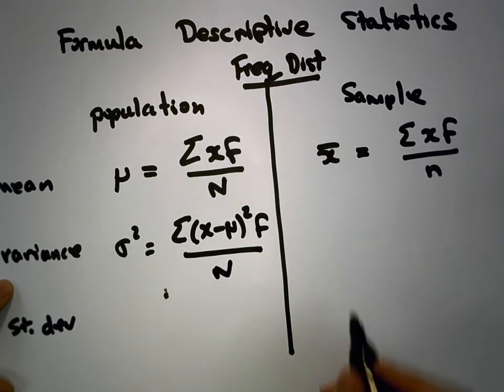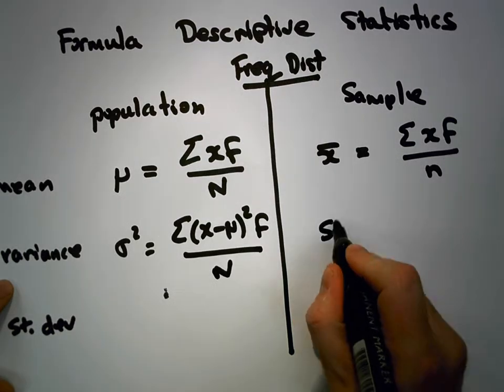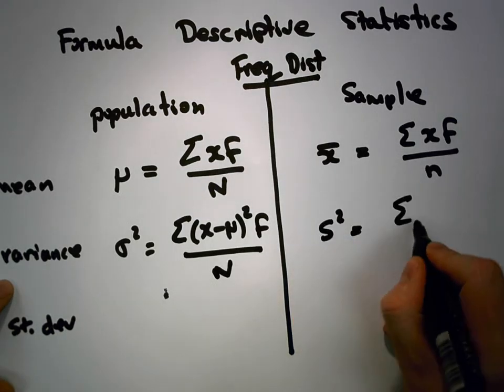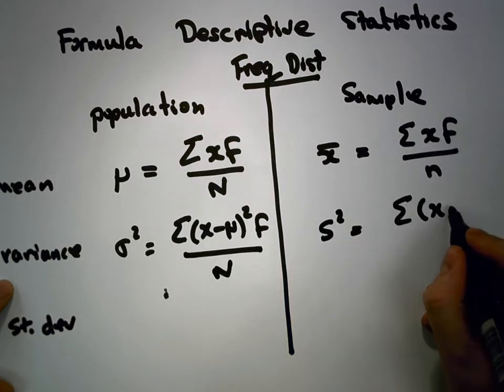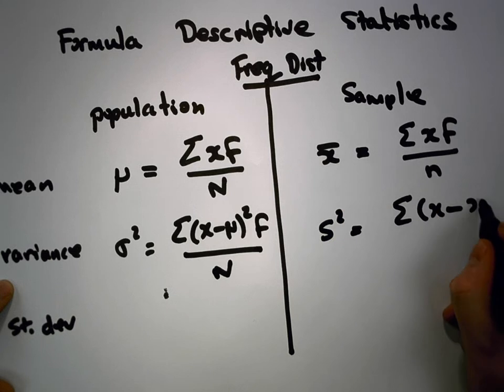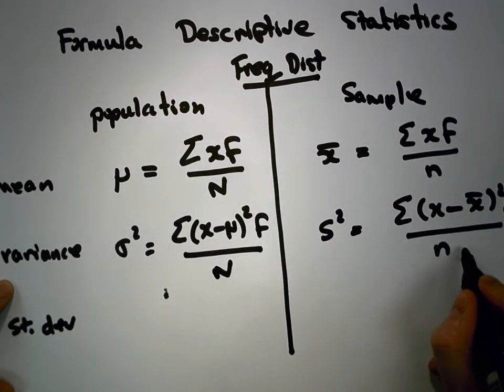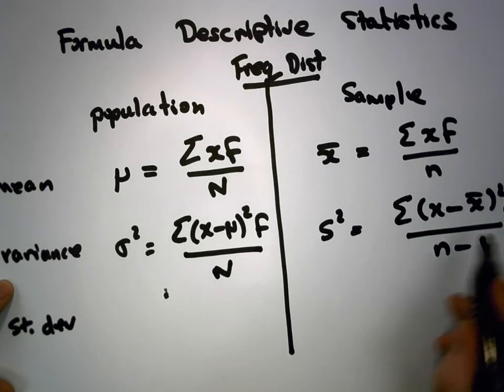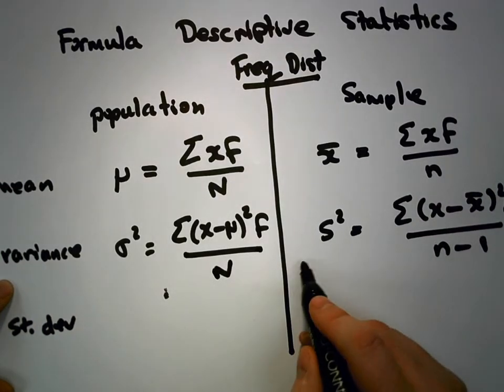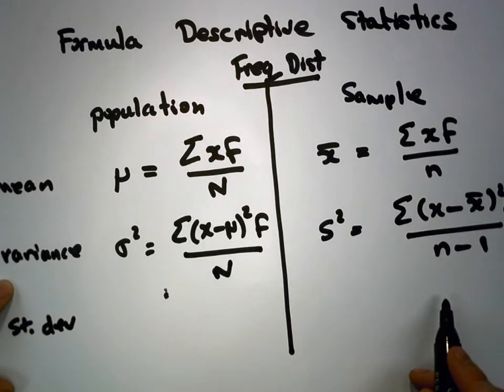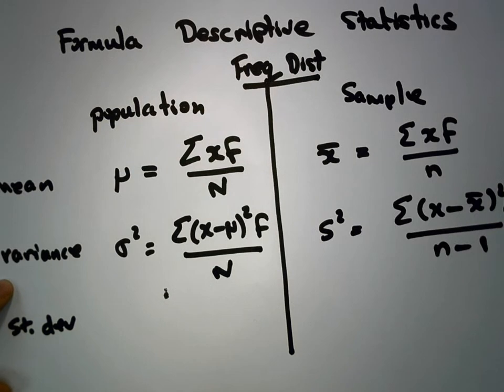For the sample variance, s squared, is equal to the sum of the difference between each x value and, this time, the sample mean x bar, squared, times the frequency, divided by small n minus 1, where we're reducing by 1 to make this statistic an unbiased estimate of the population variance.